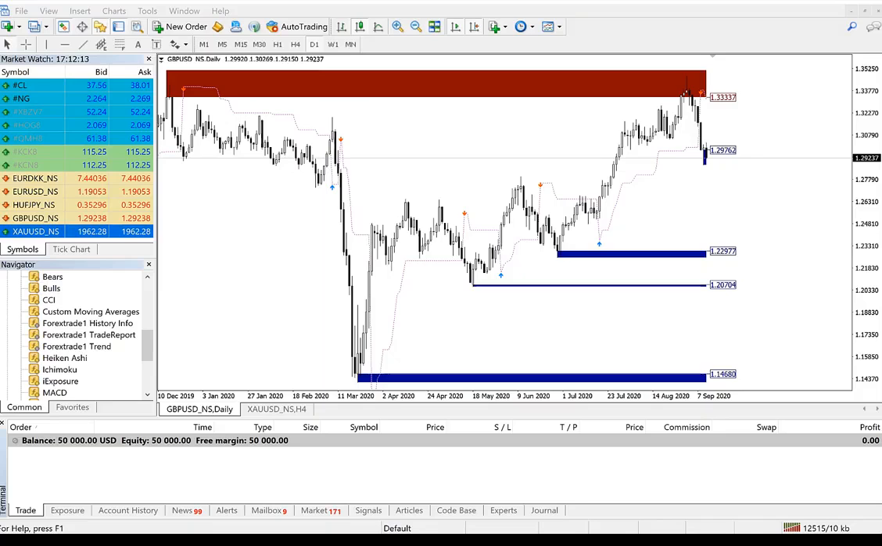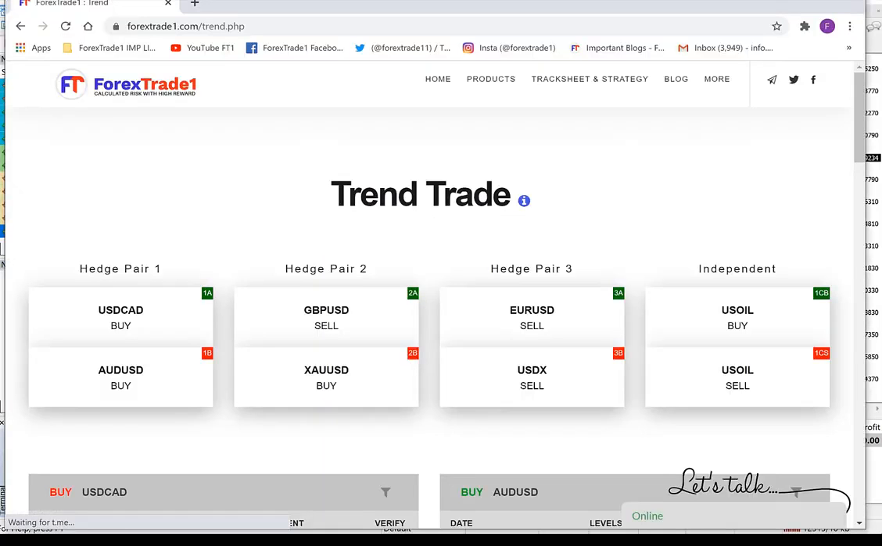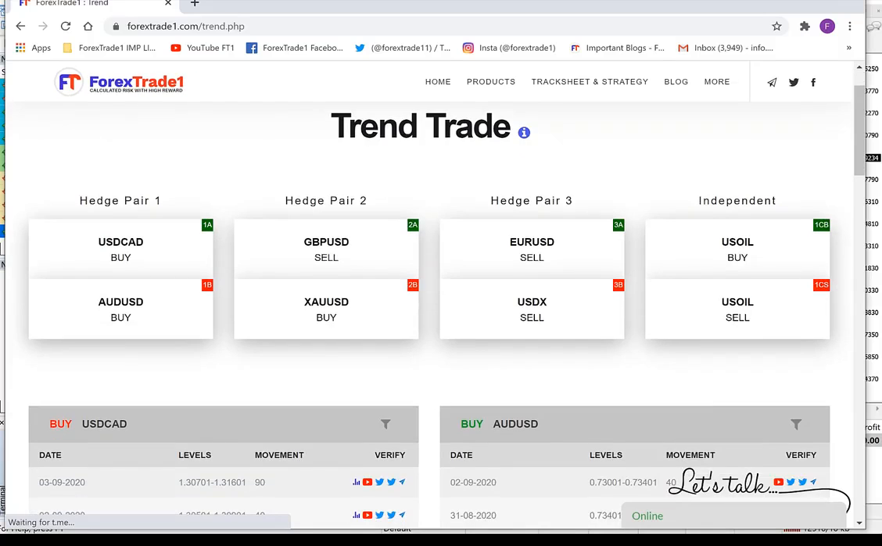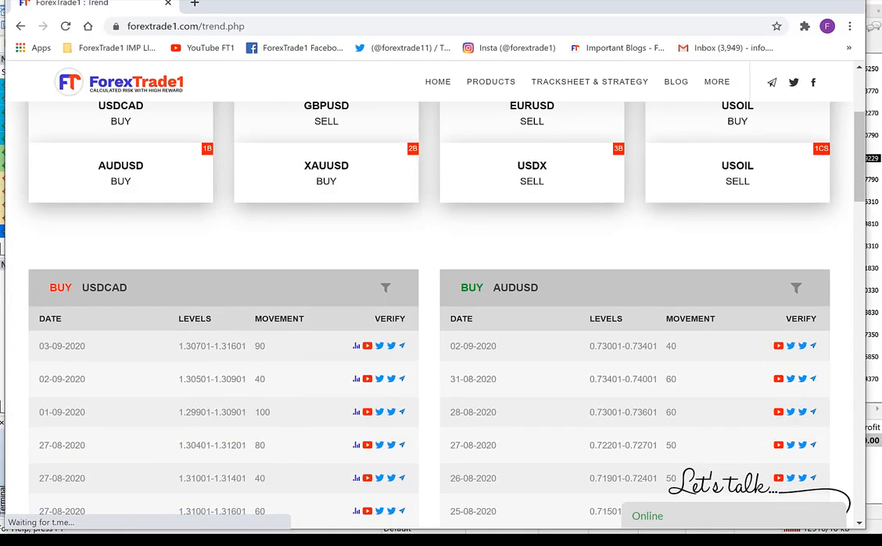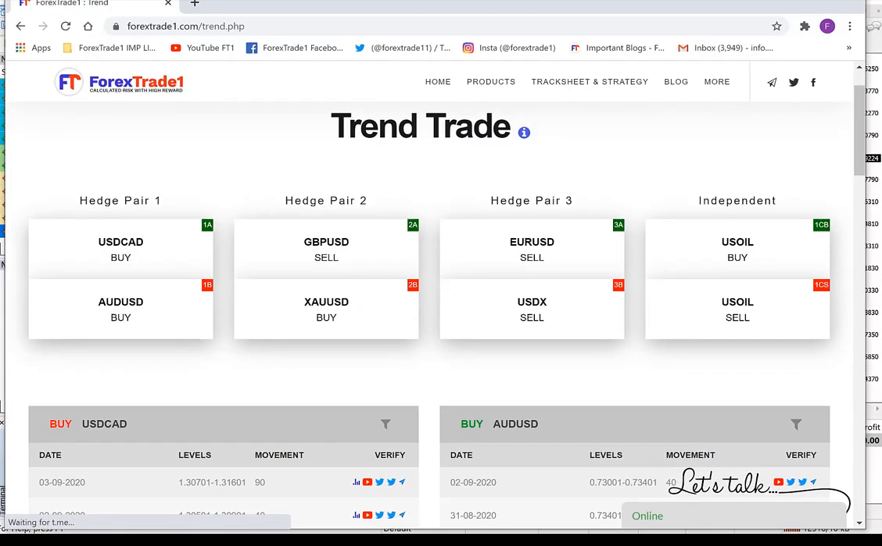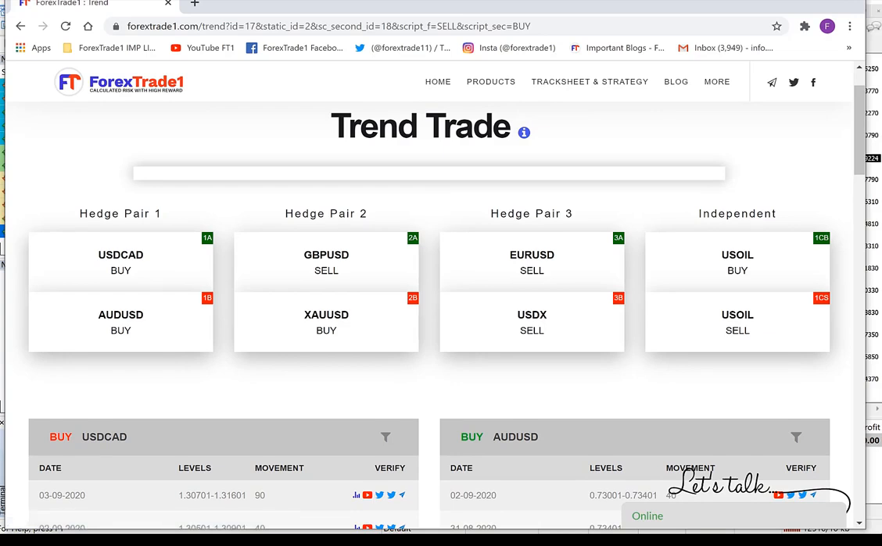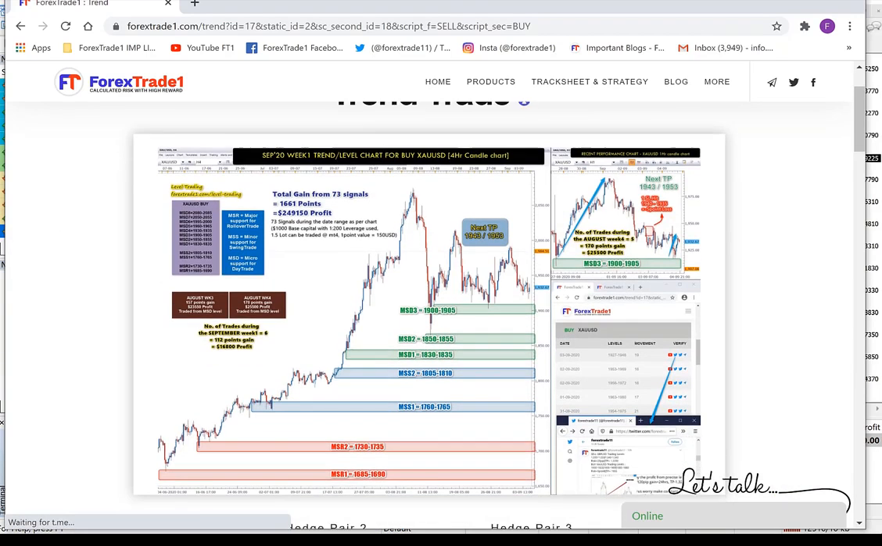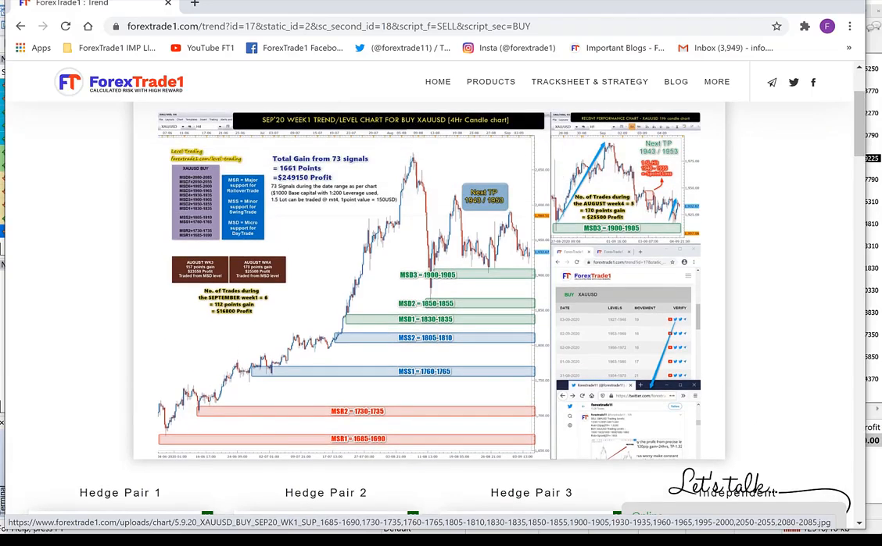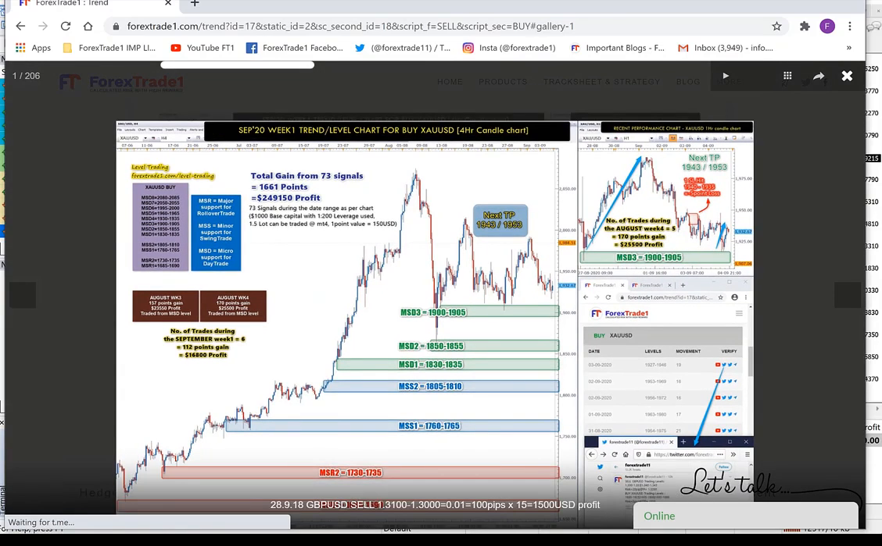We also have been using this level trading since quite long. So I would like to show you how it synchronizes with our level trading strategy. So here we will click on XAUSD. Now if you can see here, let me just click this, so it should be properly visible to you.